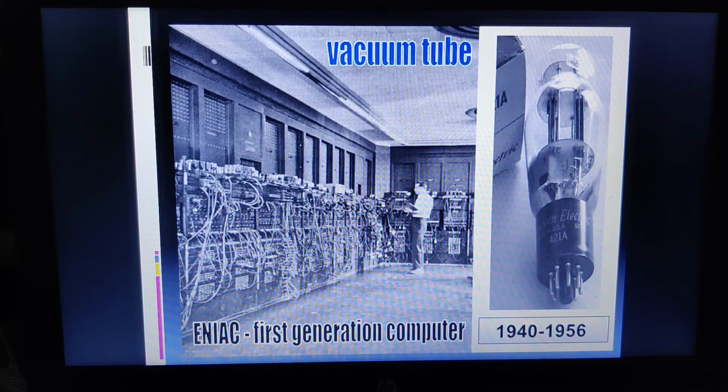Apart from this, for the calculation purpose, they were using one multiplier, one adder, one divider. And it occupied around 167 square feet of floor. So such a big computer system was the ENIAC computer system.